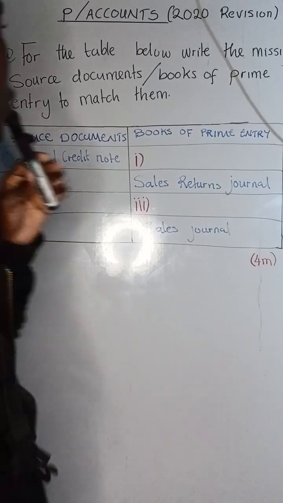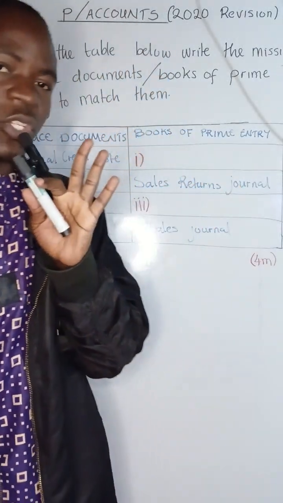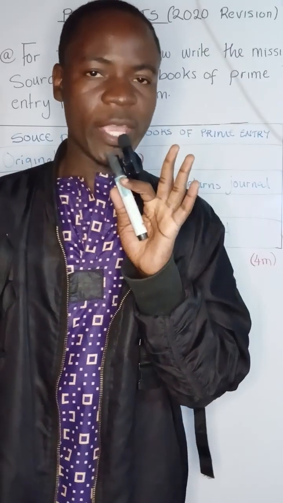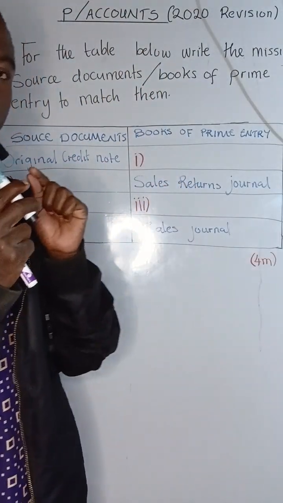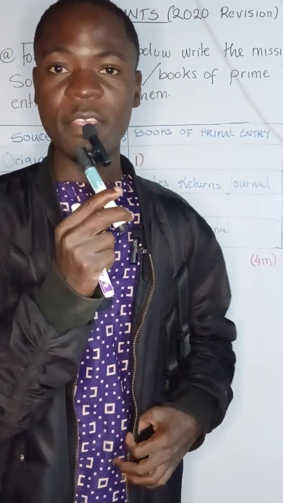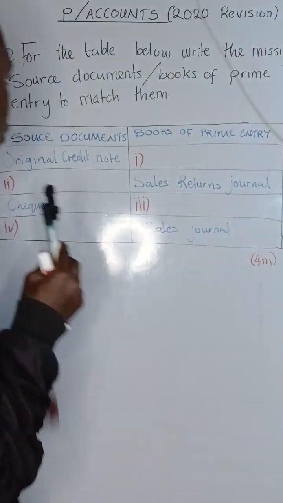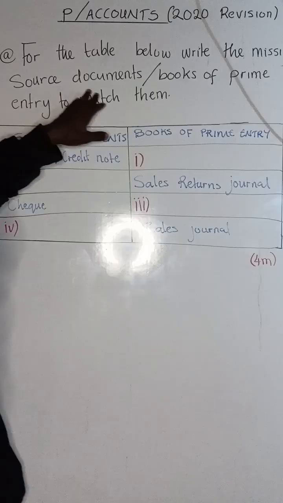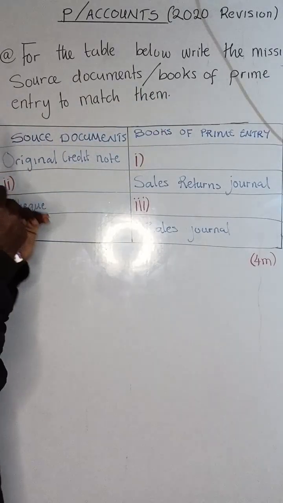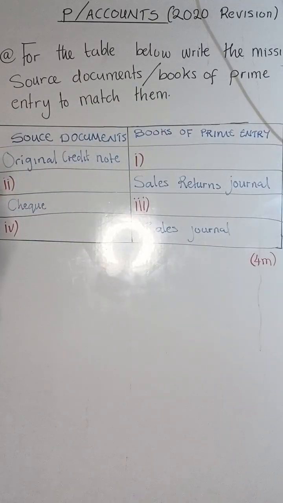Principles of accounts, for those who are writing in 2020, under what you call the source documents. Okay, so with the source document, let us talk about the books of prime entry, or rather the subsidiary books. According to the question, they're saying for the table below, write the missing documents or the books of prime entry to match them.